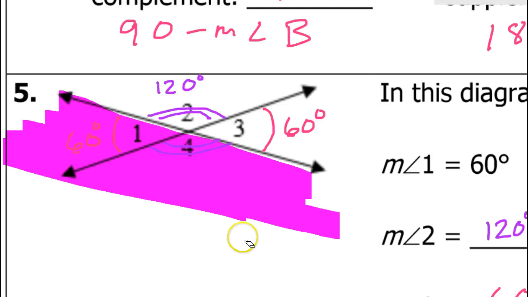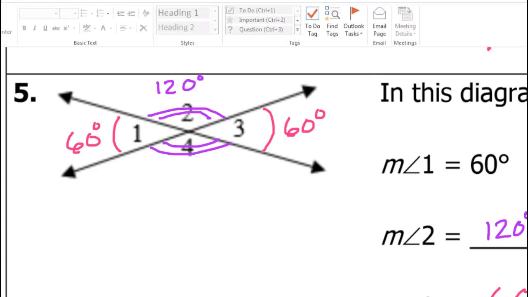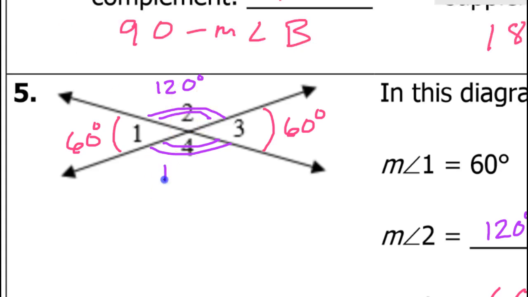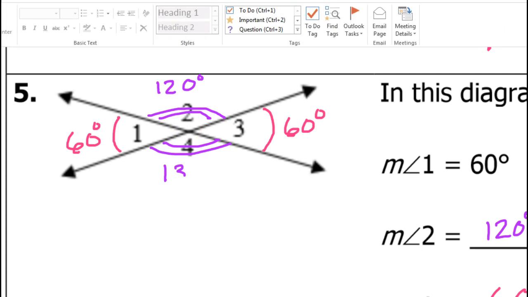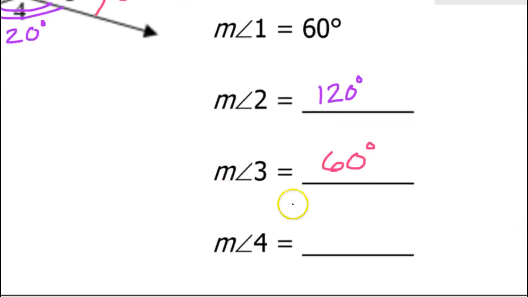Now, I'm going to uncover this now. So remember that these are vertical angles, angle 2 and angle 4. Vertical angles are equal. So angle 4 should also be, whoops, for some reason I started to put 130. Angle 4 should also be 120 degrees.